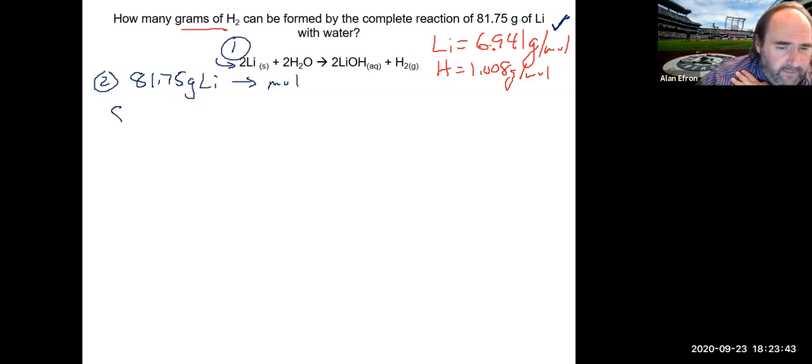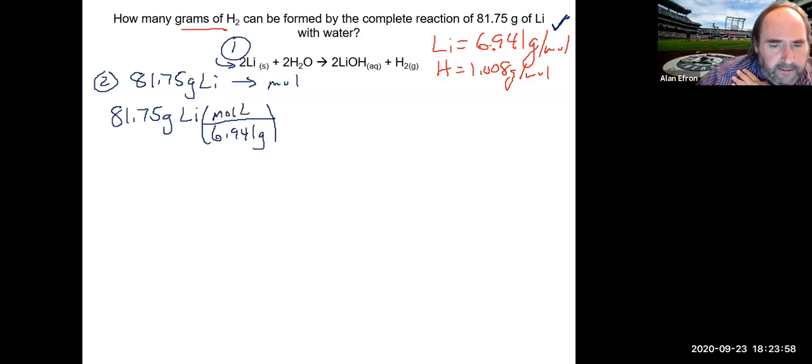So that's our first step here. We're going to go 81.75 grams. Again, we're going to use the molar mass as a conversion factor. In this case, we got grams on top, so we do need to put the grams on the bottom here. Moles on top. Grams will cancel, and we will get 11.78, we'll call it, moles of lithium in this particular case.